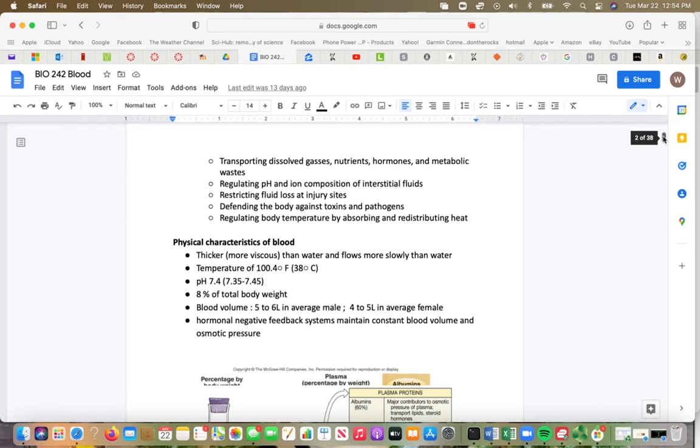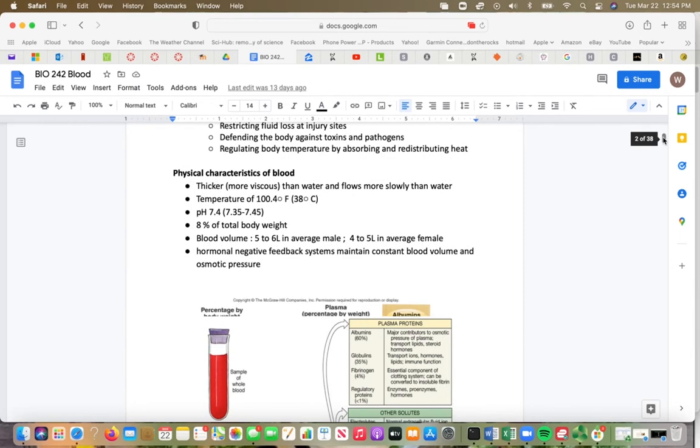The physical characteristics of blood: it is more viscous than water and it flows more slowly than water. The temperature of the blood is 100.4 degrees Fahrenheit or 38 degrees Celsius. That is a little bit above what you see for normal body temperature. Normal body temperature we're usually measuring on a mucous membrane. To measure the temperature of the blood, you would have to insert a thermometer into the body, and typically that's not very pleasant for a human. We don't really like to be poked with meat-type thermometers.